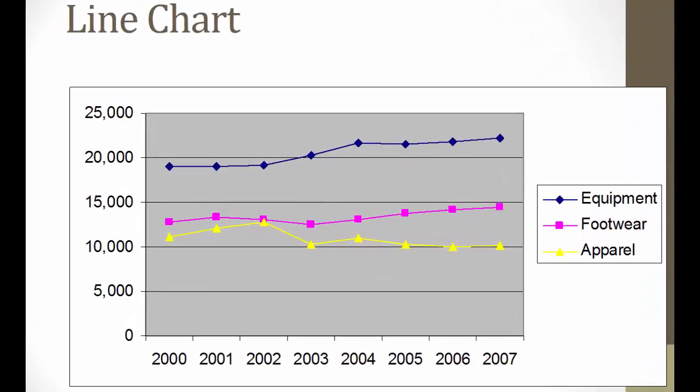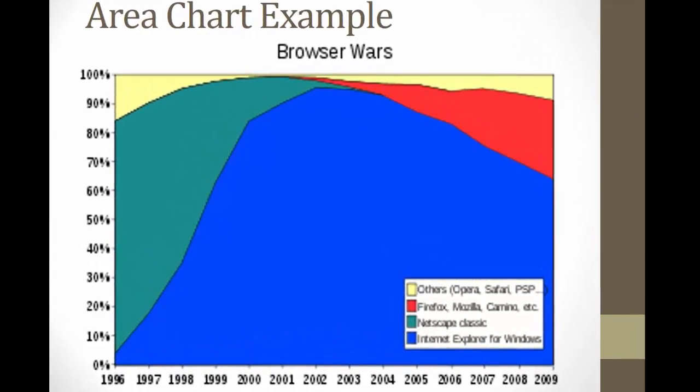Next in the order is the line chart. Line charts are really good when the focus is to show trends over time. So if you want to show trends over time or over categories, a line chart is usually the chart to go with. Area charts are a variation of line charts.